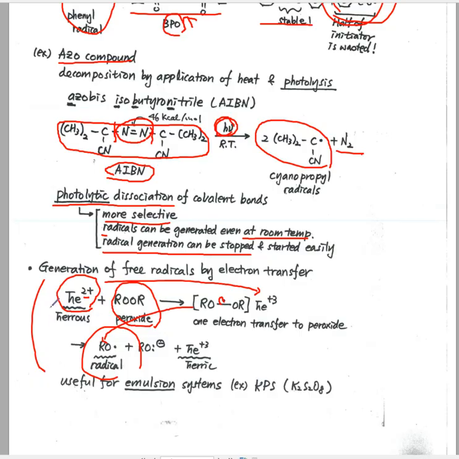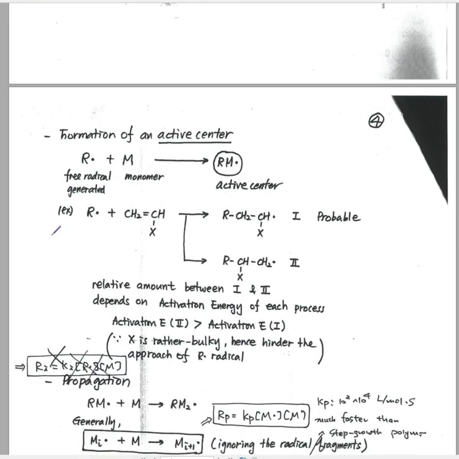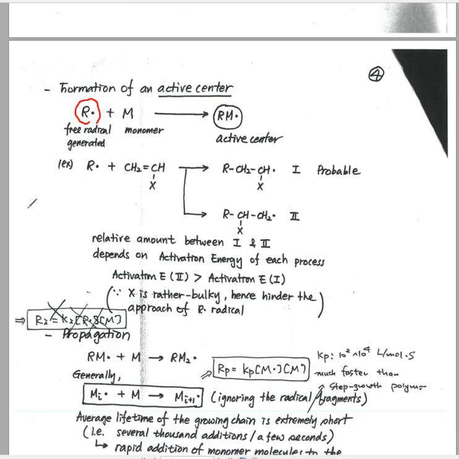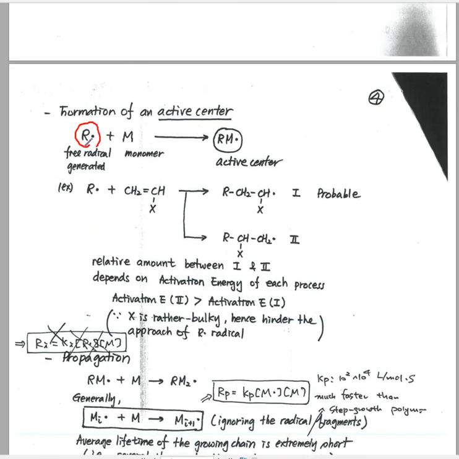So by the initiation process, we formed radicals from initiator molecules, right? After that, we just have radicals. This radical, which is highly reactive, reacts with monomer and forms something called the active center. Here, the active center is just a free radical, but with only one monomer attached to it.